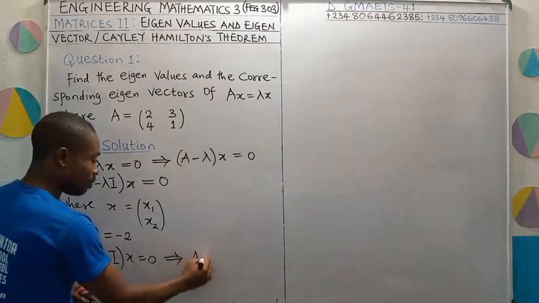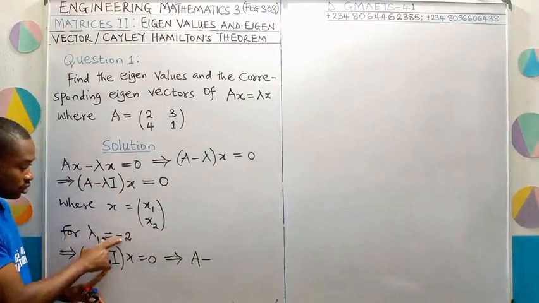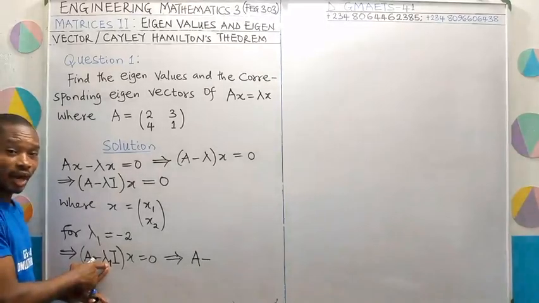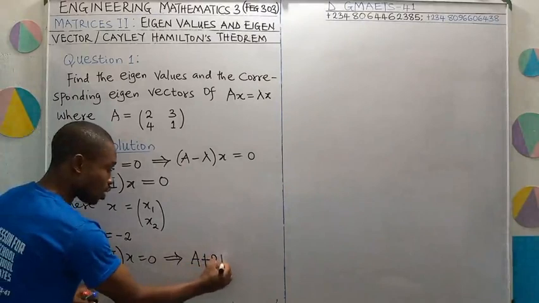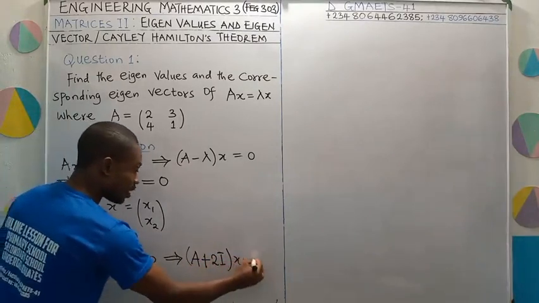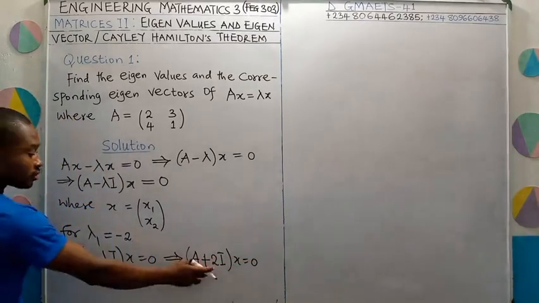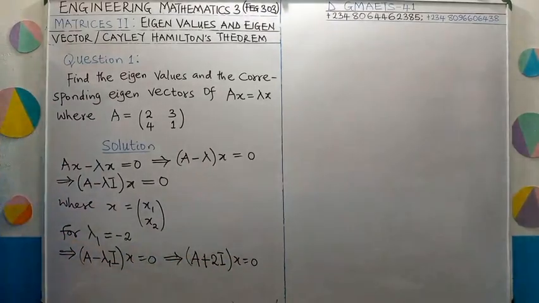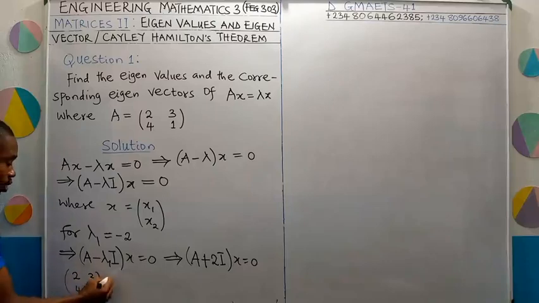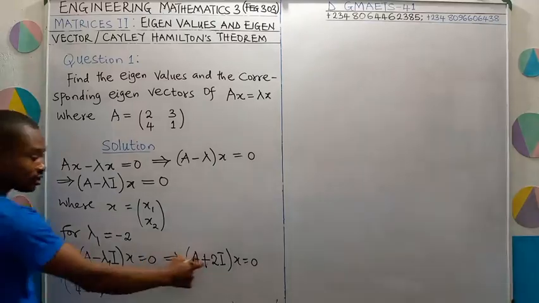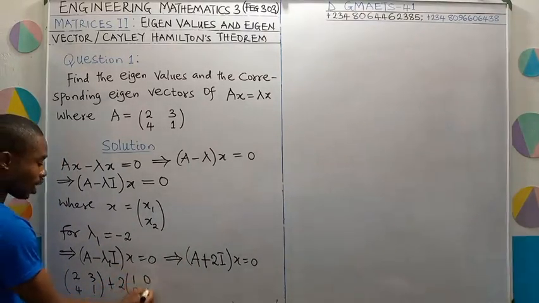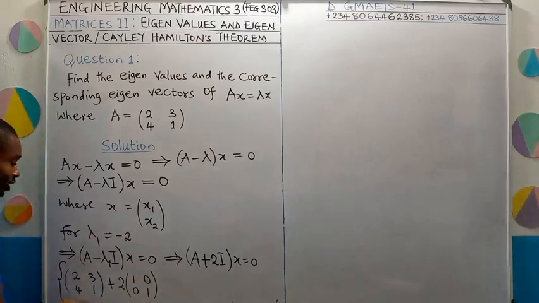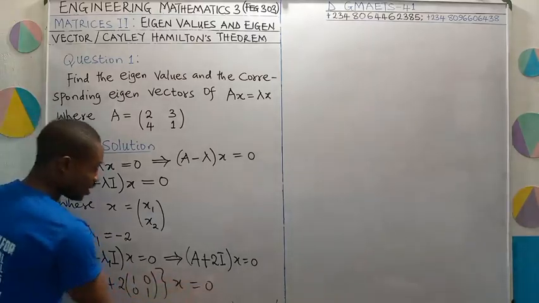This is the same as A minus lambda 1, where lambda 1 is minus 2. If you fix minus 2 for this lambda 1, this will become minus minus. And minus minus we change to what? Plus 2I multiplied by x and make it equal to 0. Let us now substitute the matrices here and see what we're going to get. Matrix A is 2, 3, 4, 1. We are adding it to matrix 2I. Are you following, right? Which is going to be 2 times the unit matrix 1, 0, 0, 1. We're going to multiply this whole term by x, make it equal to 0.